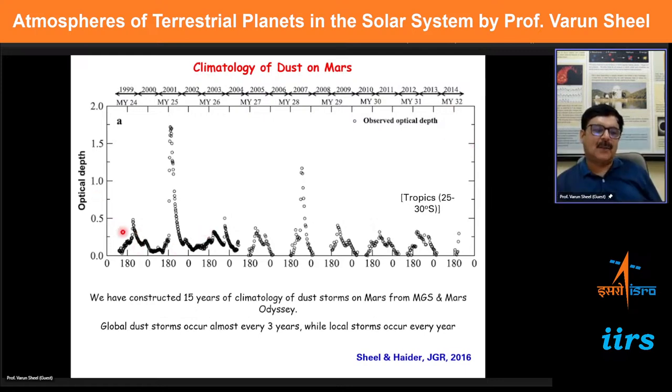And you see here the optical depth, which is just characterizing dust loading. So, a lot of dust loading happened in 2001. This was again a global dust storm. 2007 was a global dust storm. So, almost every 3 years, we have seen that dust storms cover the entire planet.